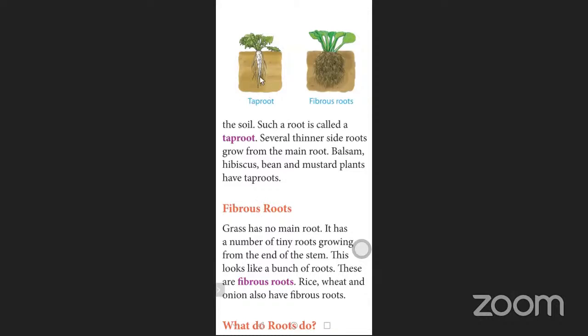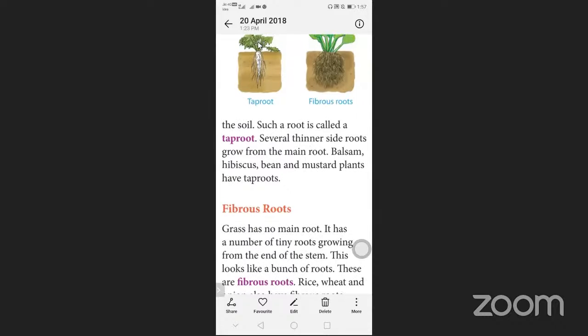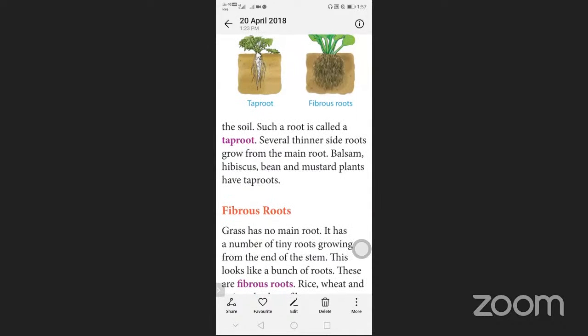So this is the main root, and this is the stem part. It is below the stem, meaning under the ground, so it is deep inside the soil. These are all brown colored soil. Such a root is called a taproot. Several thinner side roots grow from the main root.